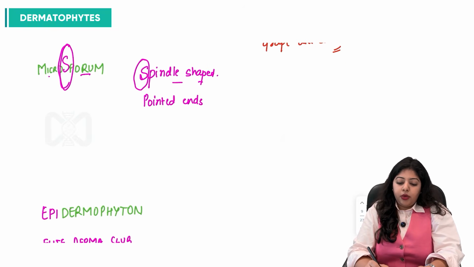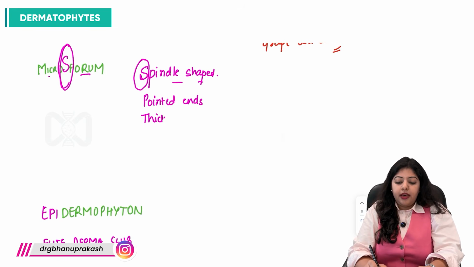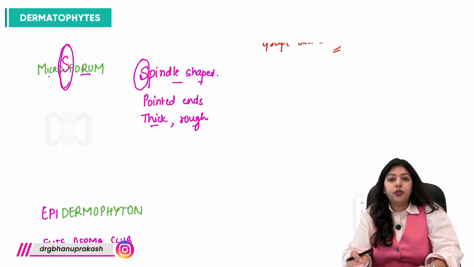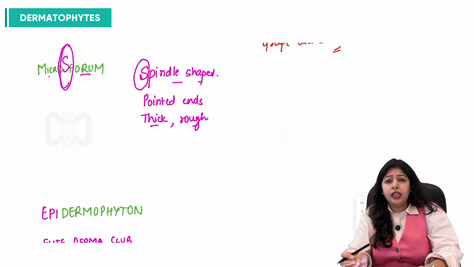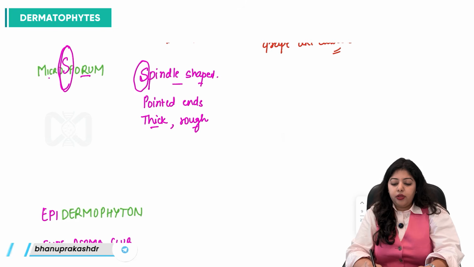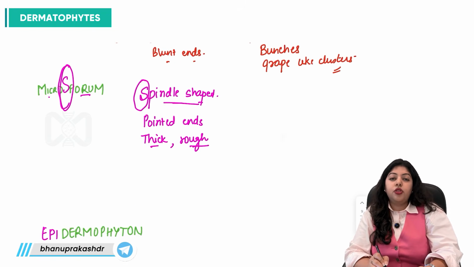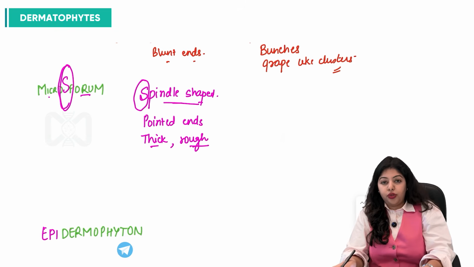Then the walls are going to be thick as well as rough, because I have also seen a lot of granules present in the walls of these Microsporum, and these are very easily identifiable under microscopy, right? So these are going to be thick walled, rough in texture, pointed ends, and spindle shaped, right? So these are the features you must remember for Microsporum macroconidia.